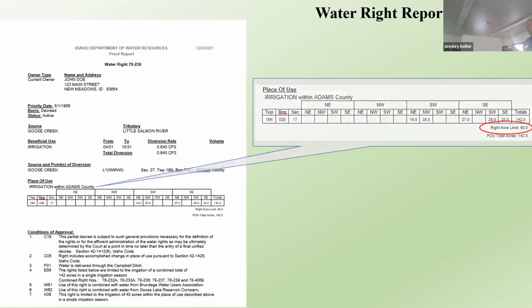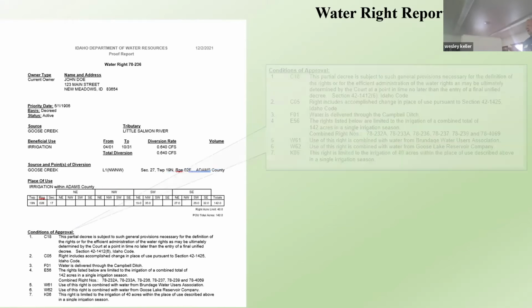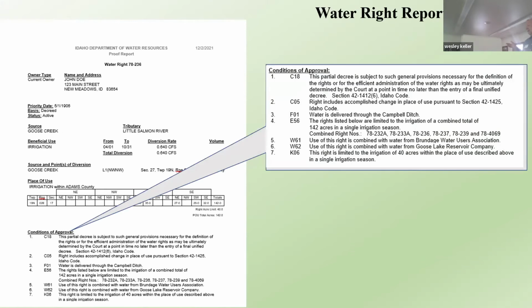Let's go to the next one. And then lastly is the conditions on a water right. So conditions on a water right explain things like if it's in a water district, if locking devices and measuring devices are required on the point of diversion, and any combined limits that the water right has with other rights.